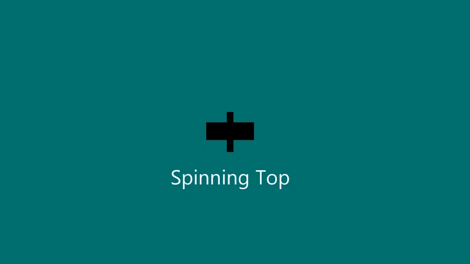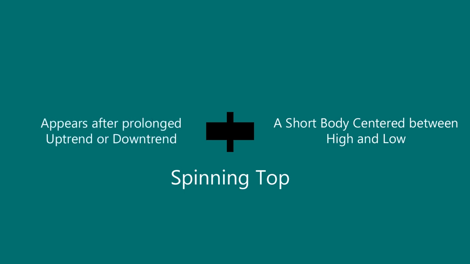Next, spinning top: a short real body that is vertically centered between long upper and lower shadows. So the shadows are big, but the body is small. Not non-existent but small, and usually spinning tops will appear after a prolonged uptrend or a prolonged downtrend. Only then are they known as spinning top. Okay, so here we conclude our discussion on candlestick terminology.